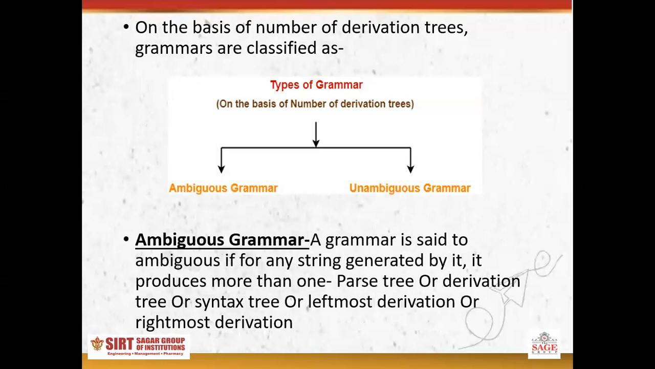Now we are moving on to grammar classification by the number of derivation trees. We show the types of grammar in the form of derivation trees. First is ambiguous grammar, second is unambiguous grammar. A grammar is ambiguous if for any string generated by it, it produces more than one parse tree, derivation tree, syntax tree, leftmost derivation, or rightmost derivation. If any such possibility comes up, the grammar is ambiguous.